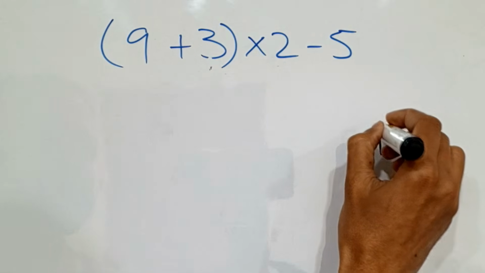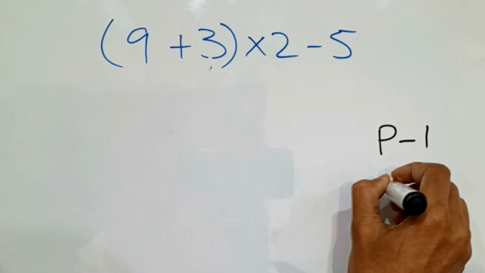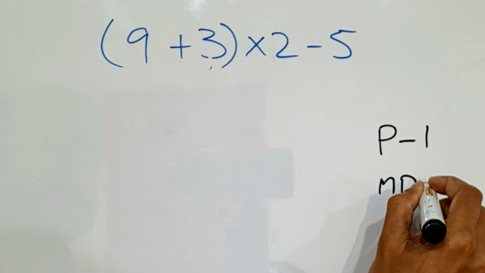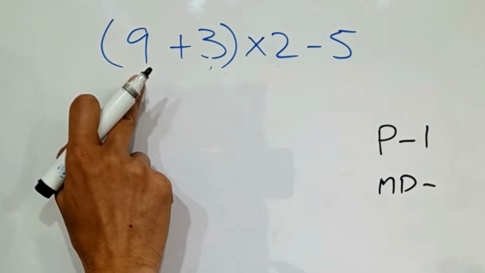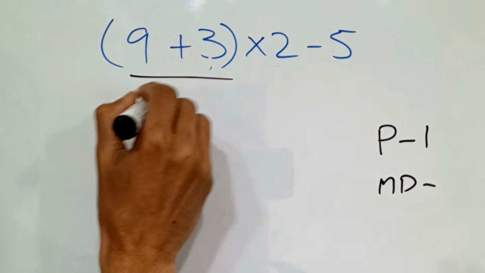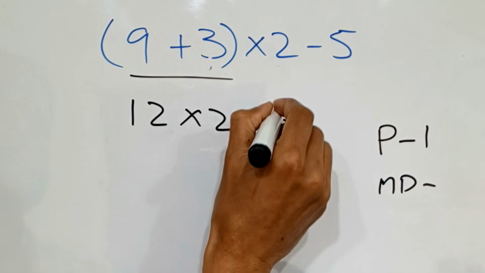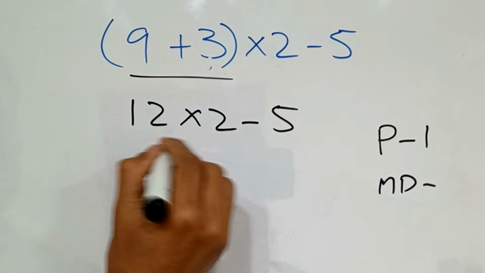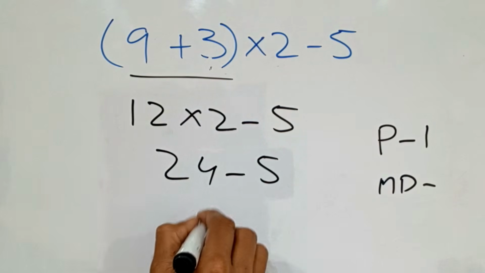We use the PEMDAS rule: parentheses first, right? Then exponents, then multiplication and division, right? Okay. Then addition and subtraction after multiplication. Now, first of all, inside the parentheses, 9 plus 3 equals 12 times 2 minus 5, right? Now, 12 times 2 equals 24 minus 5, and 24 minus 5 equals 19.